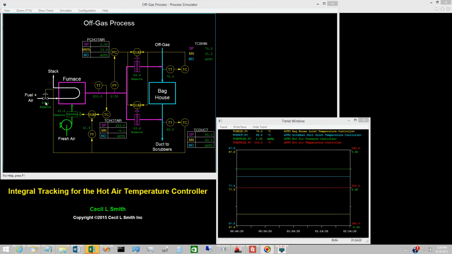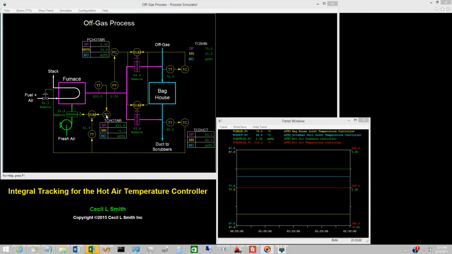In such loops, three methods are available for avoiding reset windup, namely external reset, integral tracking, and inhibit increase, inhibit decrease. This video only discusses integral tracking. Configuring integral tracking entails answering two questions that are analogous to those for output tracking. Let's do so for the hot air temperature controller.